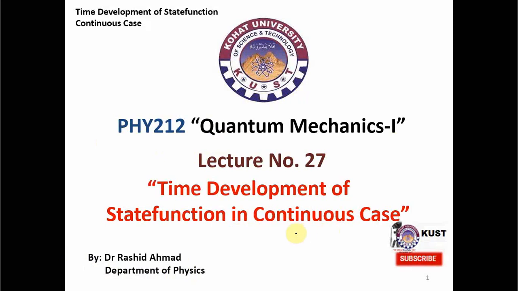In the previous lecture, we have seen the discrete case. In that case, we had discrete values of eigenvalues for any state function, but now we want to consider the continuum, that is, the continuous values of eigenvalues. So, therefore, we would like to develop the time development of a state function for the continuum of values, and we will see what are the differences between the continuous case and discrete case.